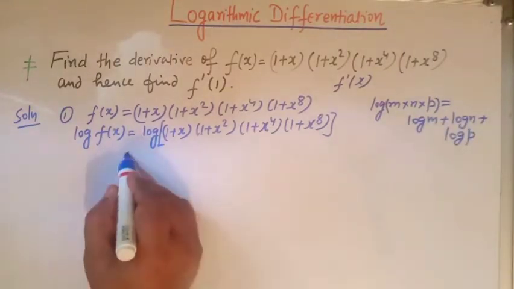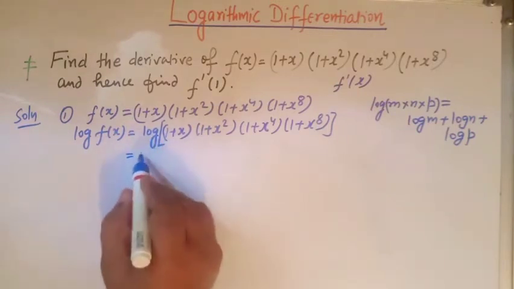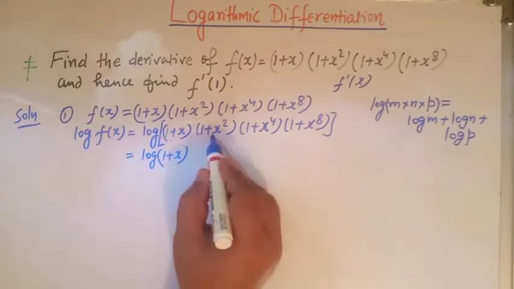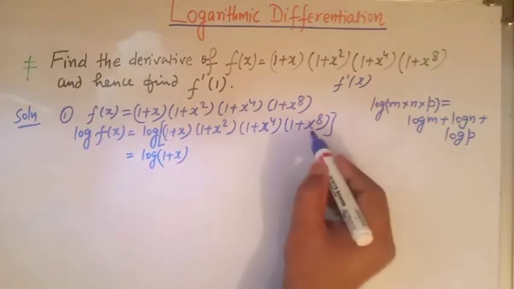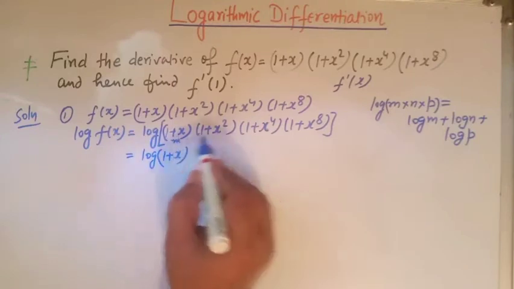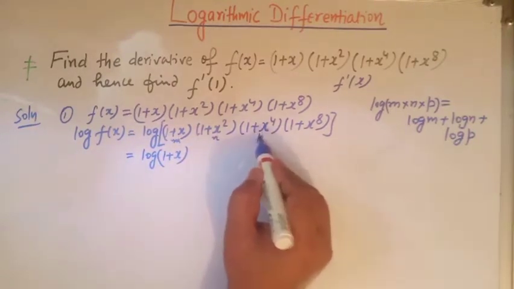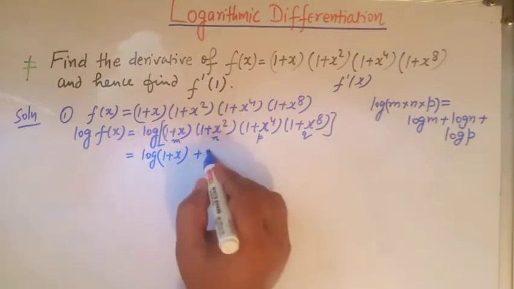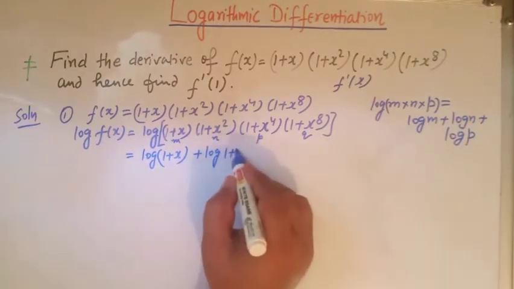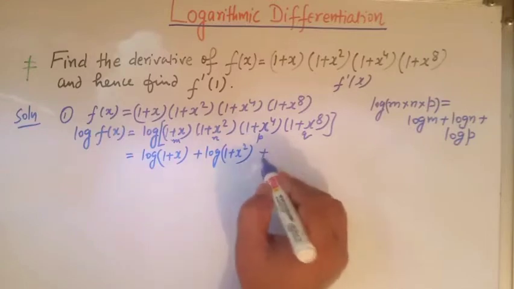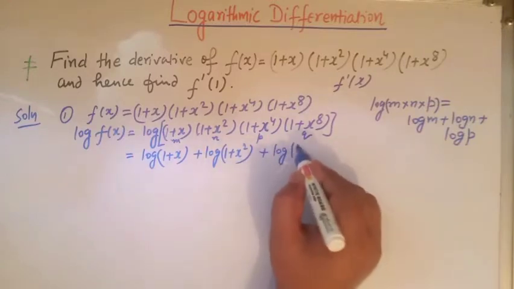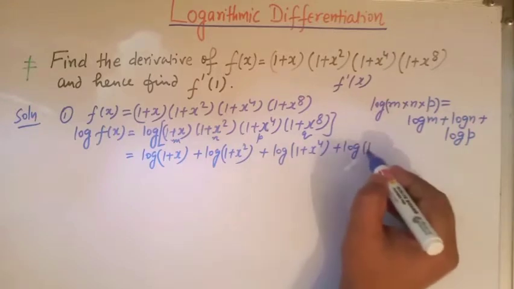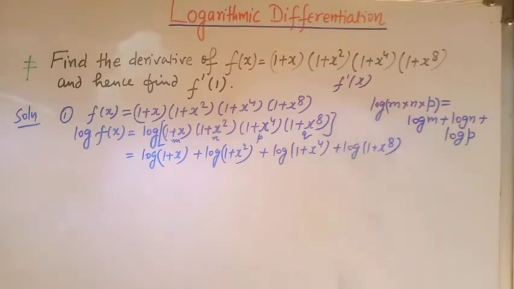So here we have log of 1 plus x, this is m, this is n, this is p, and say this is q, right? Now this is plus log 1 plus x square plus log 1 plus x raised to 4 plus log 1 plus x raised to 8.